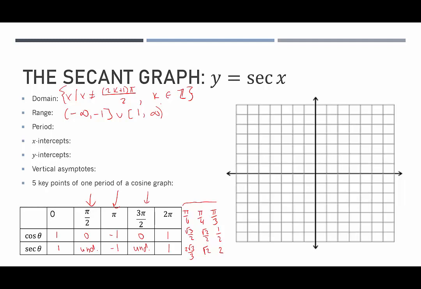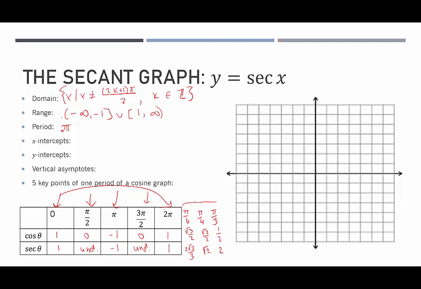In fact, it's even hard to see, but it's basically like, where do we begin, and then when do we get back to the beginning again? And that would be from 0 all the way to 2 pi, right? Because we have to get that negative 1 as well. So a period here for the secant graph, unlike our tangent and cotangent graphs that had a period of only pi, the period here is 2 pi.